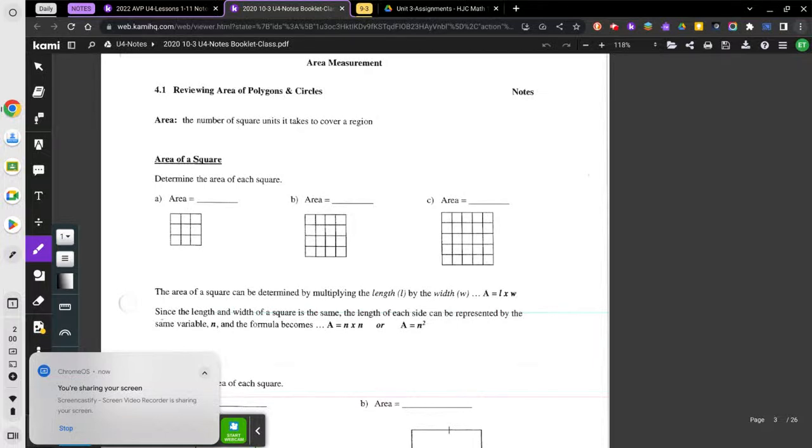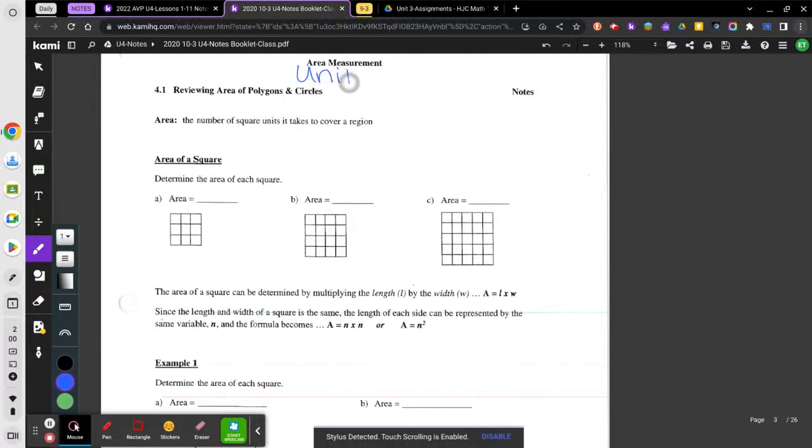Okay, welcome to Unit 4, Lesson 1. We are talking about area measurement. So Lesson 1 is all about two-dimensional area review. Area is the number of squares that it takes to cover an area or region. Okay, so it is two-dimensional.